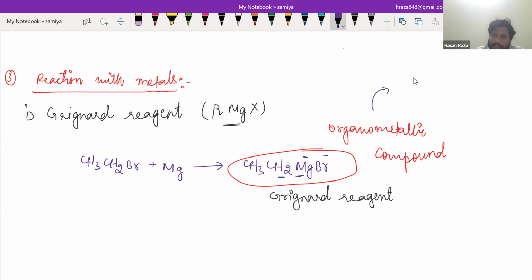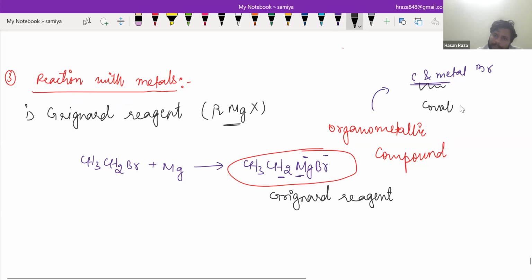Organometallic compound, that means basically a bond between carbon and metal. If there is Br, the bond between carbon and metal is covalent, and the bond between these two will be ionic. And this is very reactive. Even if there is moisture, they will easily react with that moisture and form alkane hydrocarbon. So I can write a point.